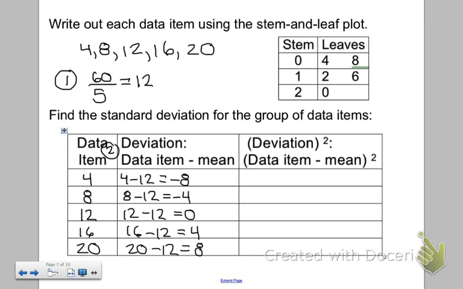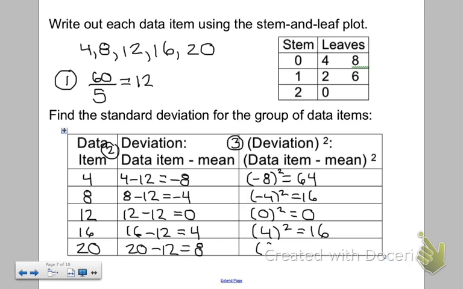Step 3 is to square each of those items. So I'm going to square negative 8, and I get 64. If I square negative 4, I get 16. If I square 0, I get 0. Positive 4 squared is equal to 16, and positive 8 squared is equal to 64.